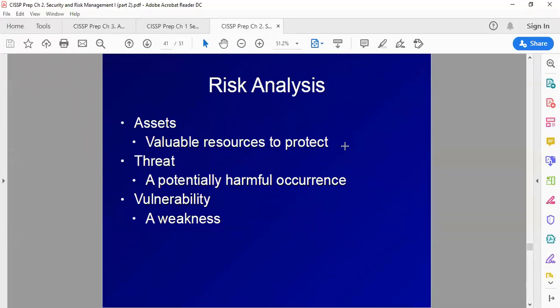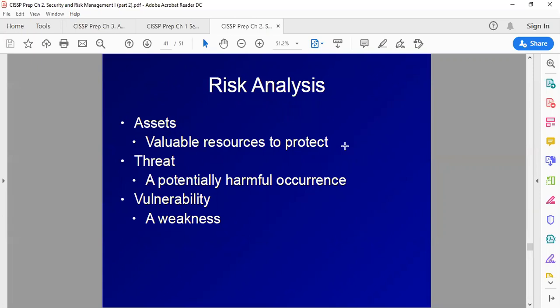What is the difference between risk and threat? Risk can basically be used anywhere. It is a vast approach, we can say. It is not applicable only to IT, it is applicable anywhere.